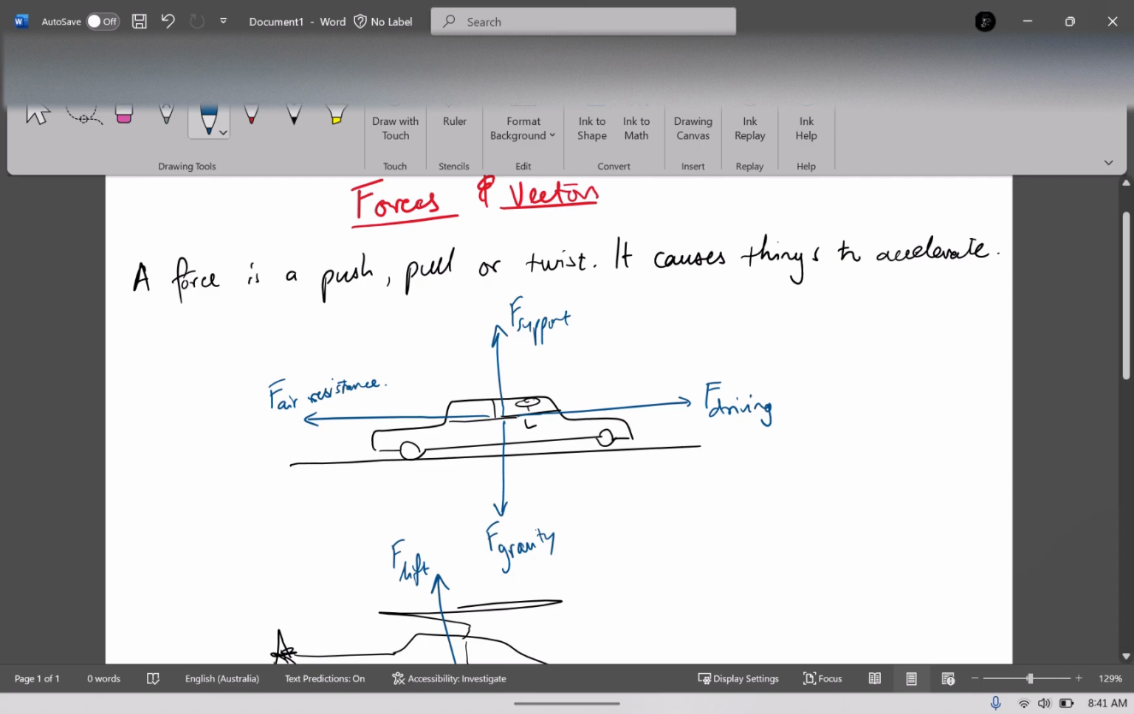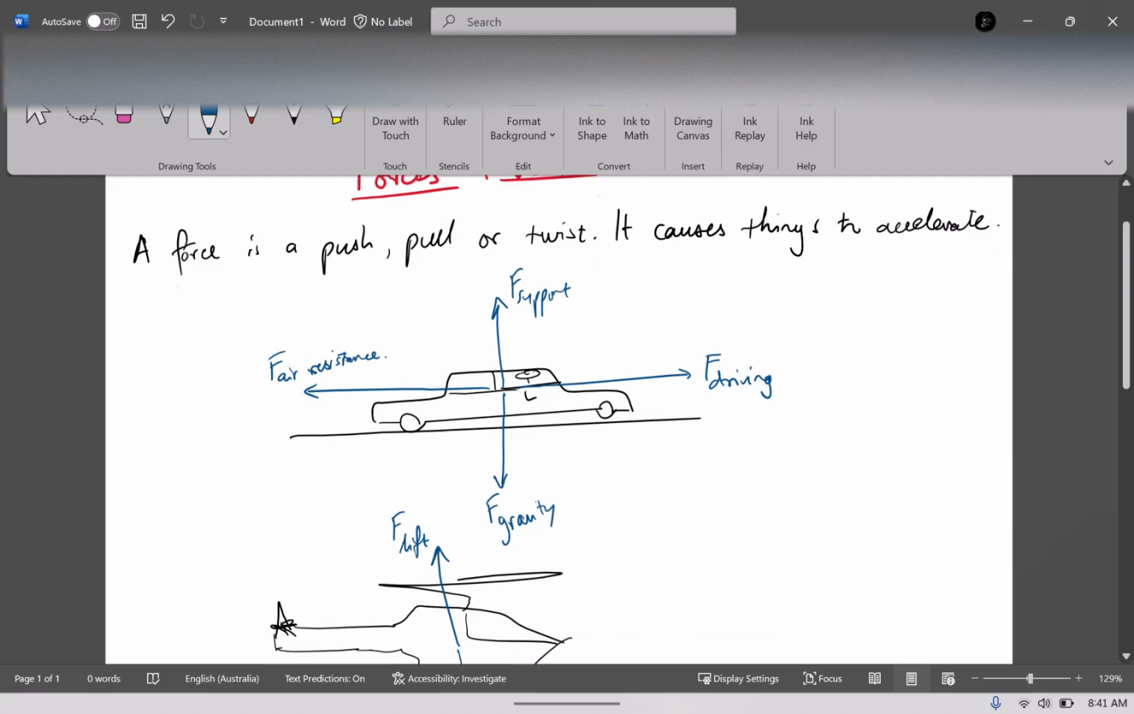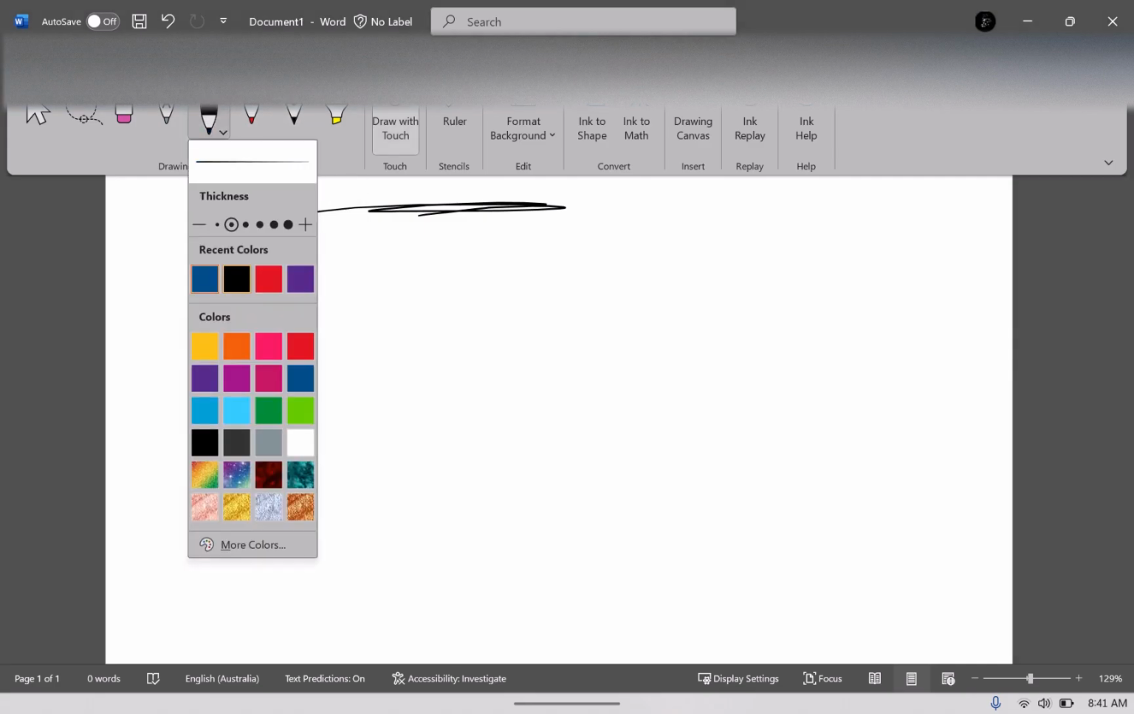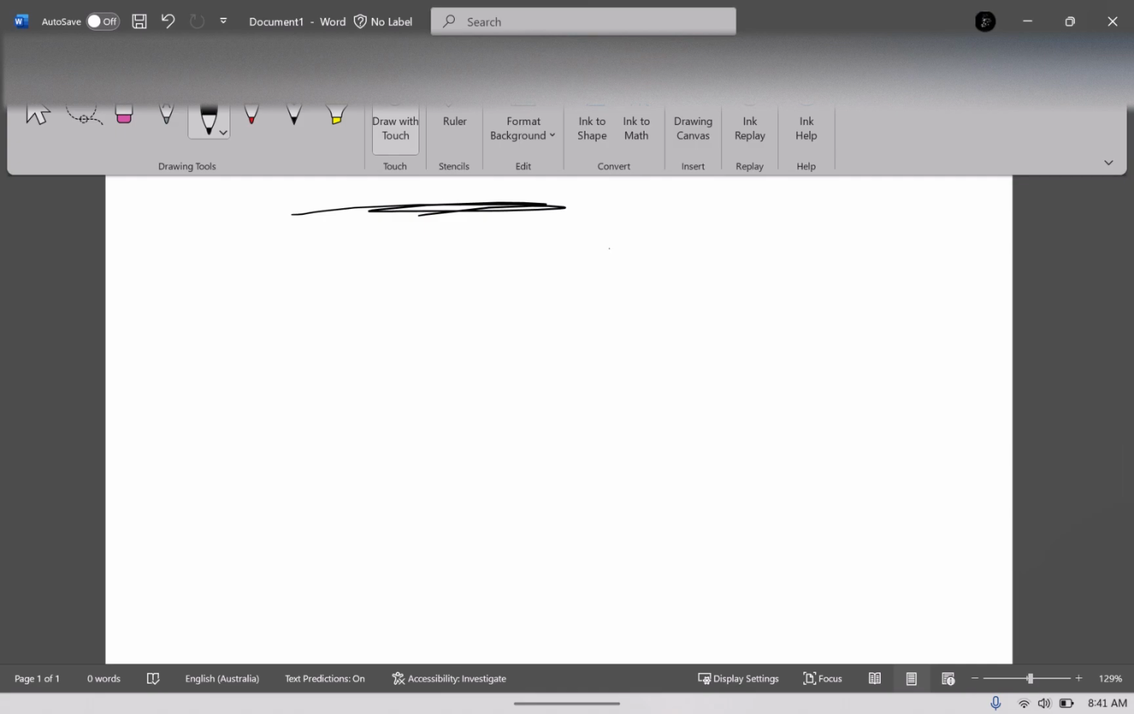Now, you'll notice I used arrows to represent forces. This shouldn't be uncommon. You actually did this back in year 7. Let's talk about these arrows in a bit more detail. So these arrows represent vectors. They represent things with direction. So consider these two now. Here's a little subheading: vectors.